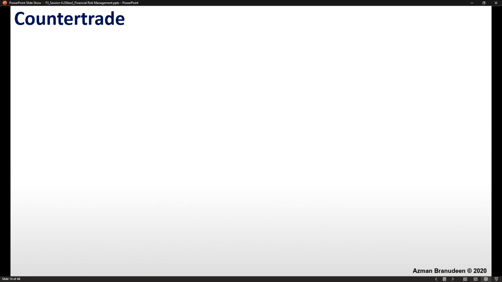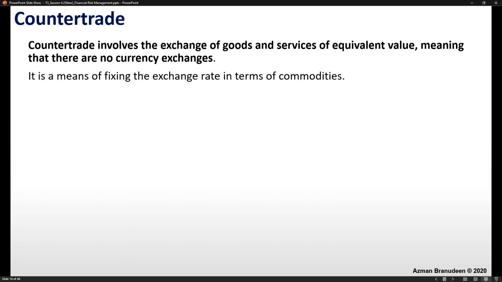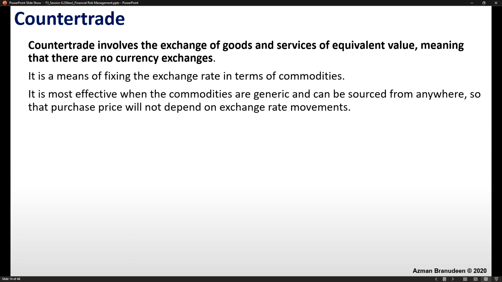And finally, in terms of internal hedging methods against forex transaction risk, counter trade. So it's very simple, honestly. Counter trade involves the exchange of goods and services of equivalent value, meaning that there are no currency exchanges. So much like the traditional barter system, where you exchange goods or services that have an equal value. While it is not something we hear of very often, I can assure you it is something that happens a lot.